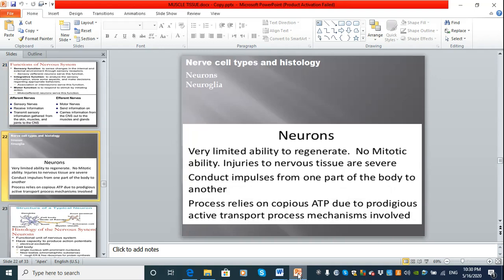Now, nerve cell types and histology. We have two types of cells in nerve tissue: neurons and neuroglia. Neurons have very limited ability to regenerate and no mitotic ability. If we have injuries or an accident, the damage to nerve tissue will be very severe. Impulses are conducted from one part of the body to another through a very active transport mechanism. It depends on copious ATP, adenosine triphosphate.